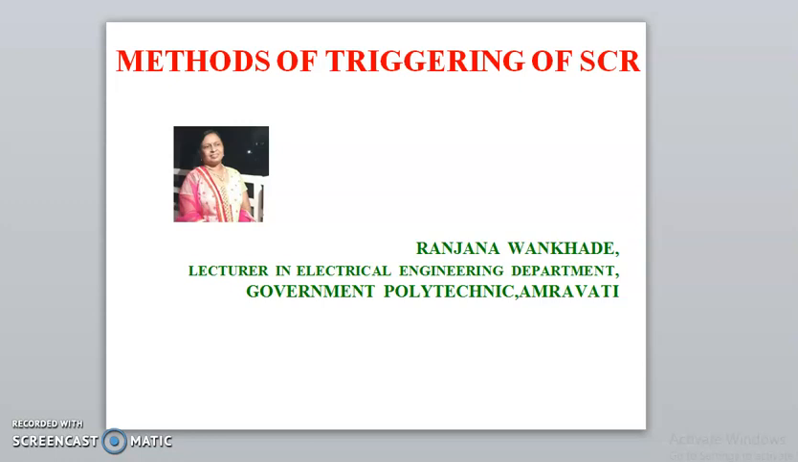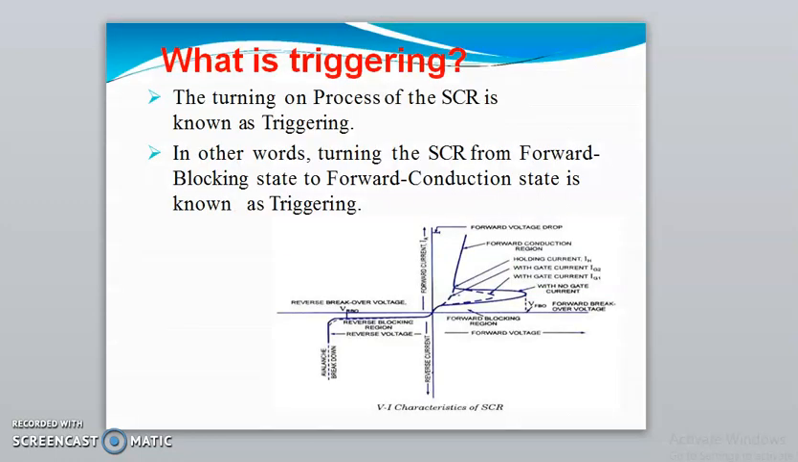Today we are going to see all about the methods of triggering of SCR. Now what is triggering? Actually the turning on process of the SCR is known as triggering. It is nothing but switching the SCR from off state to on state. That is known as the triggering or the method of firing.